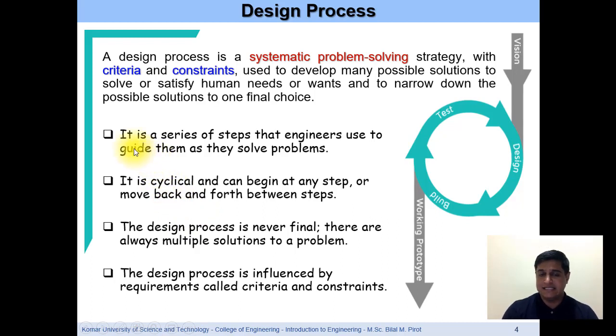So the design process is a series of steps that engineers use to guide them as they solve problems. As we stated earlier, it is a procedure. There are some steps for designing something, and those steps are very important for engineers. It is just like a guidance to solve a specific problem. No matter what your specialty is, no matter what your department of engineering is, the steps of designing something are the same, because the steps are general. It guides you to choose one possible solution for any kind of problem.